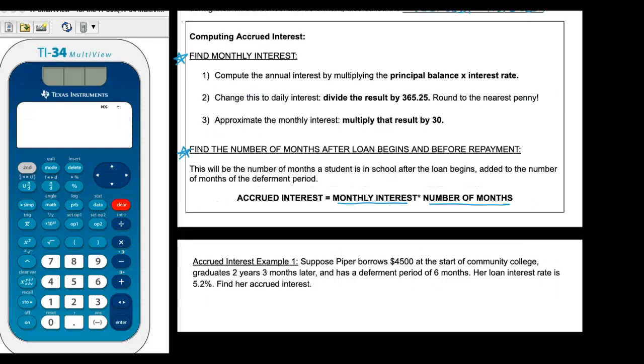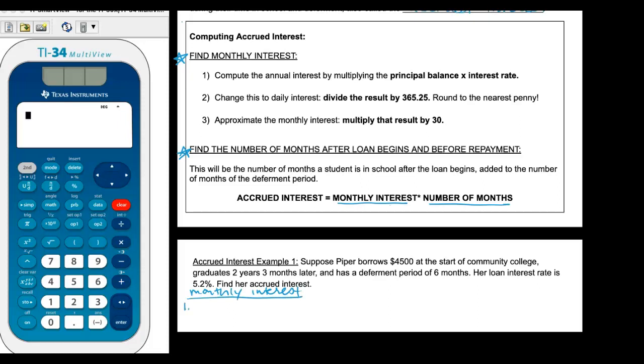Okay, so suppose Piper borrows $4,500 at the start of her community college. She graduates 2 years, 3 months later and has a deferment period of 6 months. Her loan interest rate is 5.2%. Find the accrued interest. If I want to do that, I first have to start by finding the monthly interest. So I'm just going to write monthly interest. And I'm going to go through these steps 1, 2, and 3.